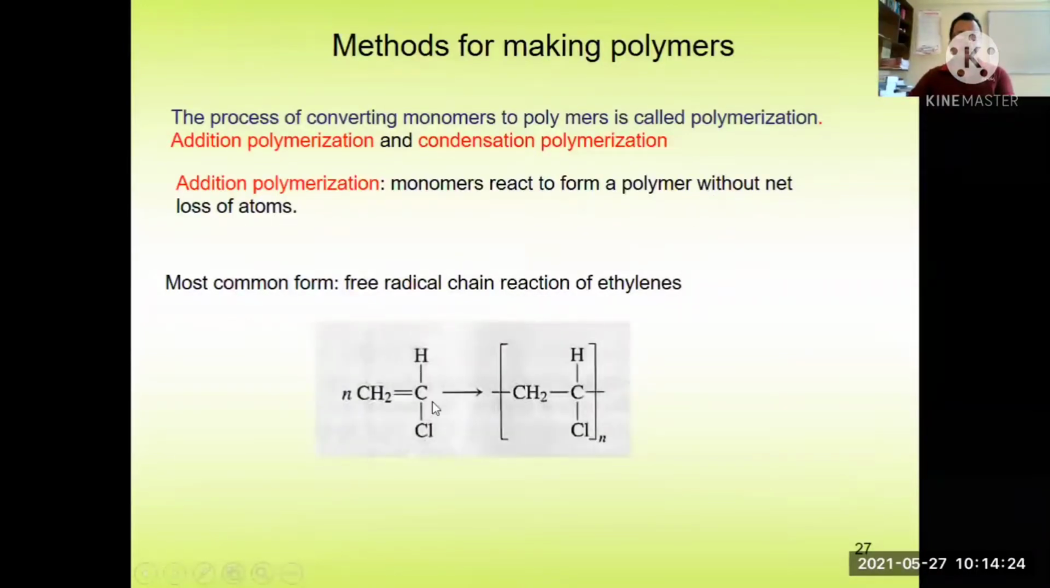So here you see this is vinyl chloride, and vinyl chloride is undergoing polymerization to give polyvinyl chloride. And here you see in polyvinyl chloride, all the atoms present in the monomer are present in the polymer. So here there is no loss of simple molecule. And addition polymerization generally takes place with monomers which have double or triple bond. That means they take place through monomers which have olefin unit.